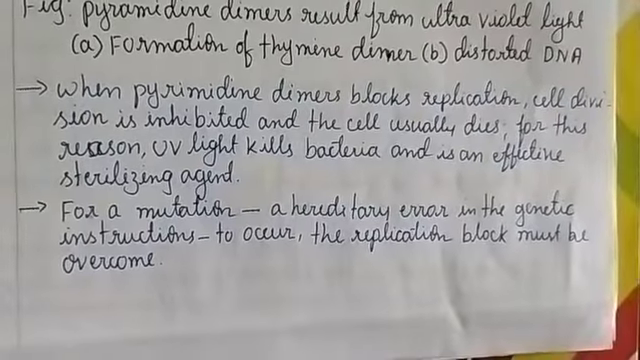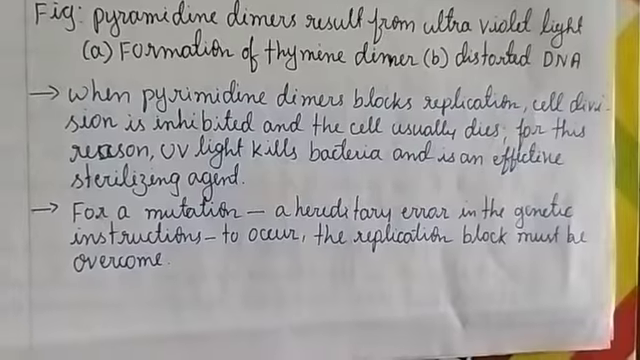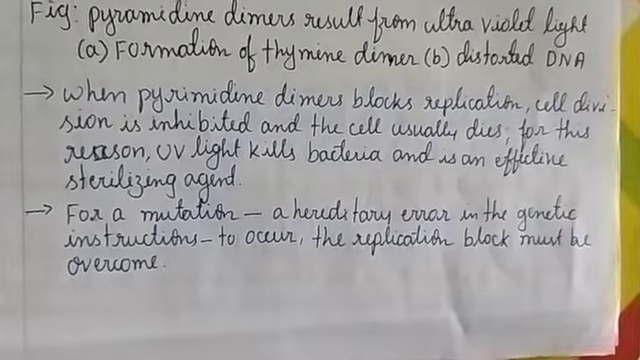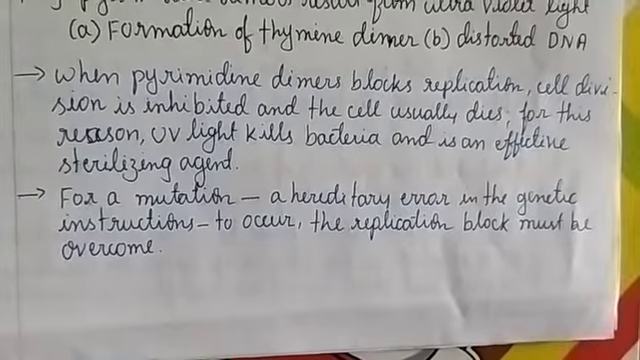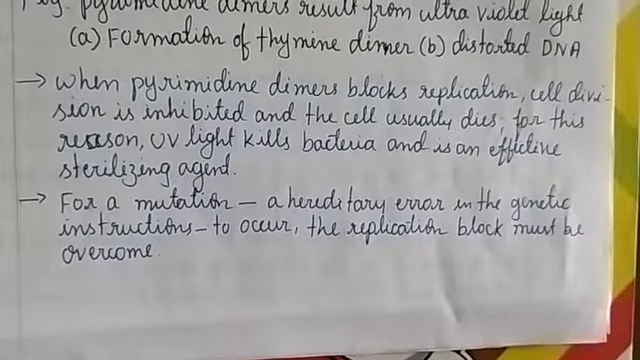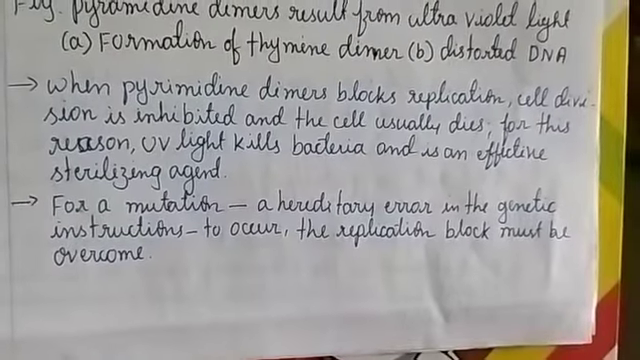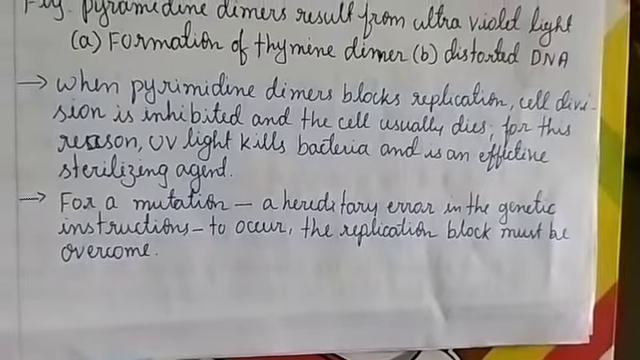when pyrimidine dimers block replication, cell division is inhibited and the cell usually dies. For this reason, UV light kills bacteria and is an effective sterilizing agent. For a mutation, a hereditary error in the genetic instructions, to occur, the replication block must be overcome.